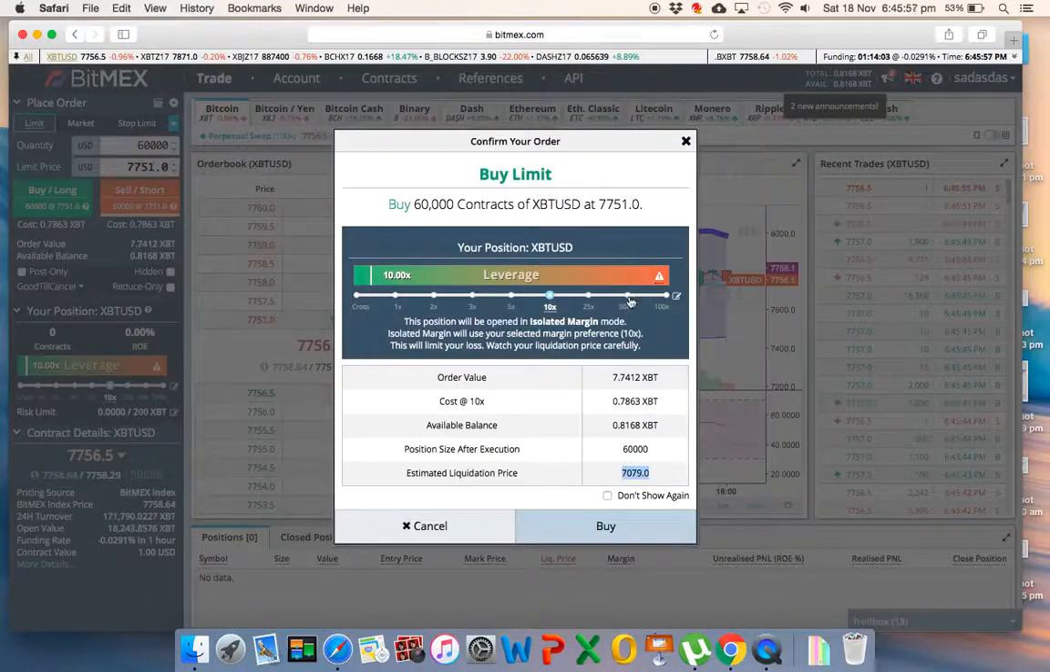But if you're more of a risk taker, you can even go for like 100 times leverage. So I was able to use 0.08 Bitcoin to buy around 7.7 Bitcoin worth, which is around 60,000 worth of BTC. However, right now the price is 5.7, and the moment it drops by $40, I'm going to lose everything. So it's a very high risk move.